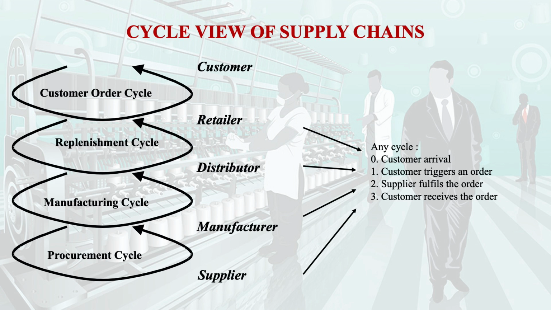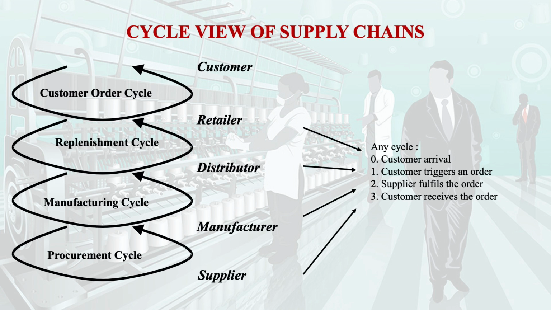This is a cyclic view of the supply chain. In this picture, you will find that the customer is entering a retailer. When the customer comes, that is called the customer order cycle. In the case of the retailer, he or she has a responsibility to make each visit of a customer turn into a sale.